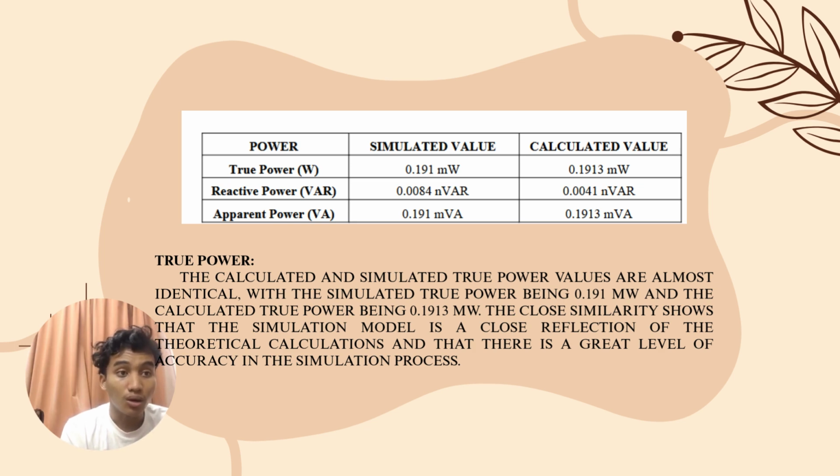Next, I'm going to tell you about the difference between the simulated value and the calculated value. The calculated and simulated real power values are almost identical, with the simulated power being 0.191 milliwatt and the calculated power being 0.1913 milliwatt. The close similarity shows that the simulation model is a close reflection of the theoretical calculation and there is a great level of accuracy in the simulation process.